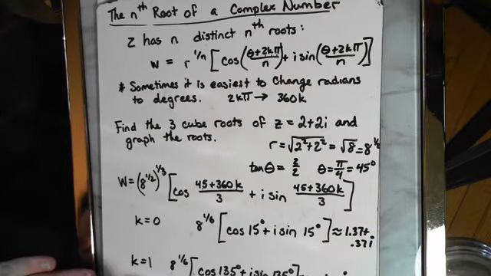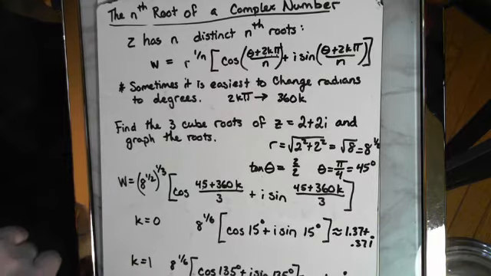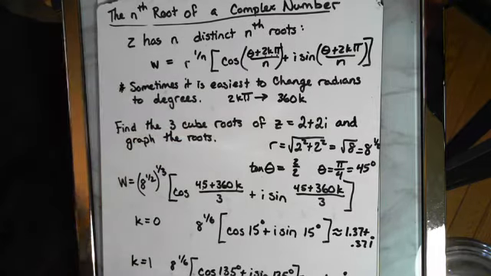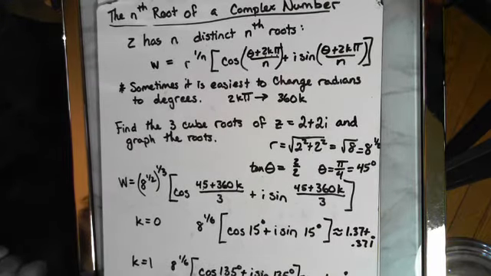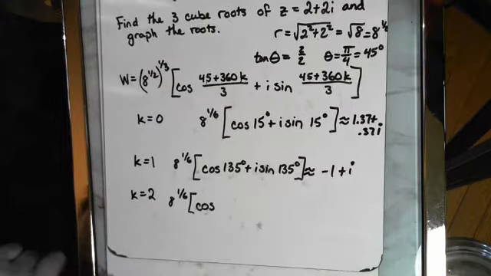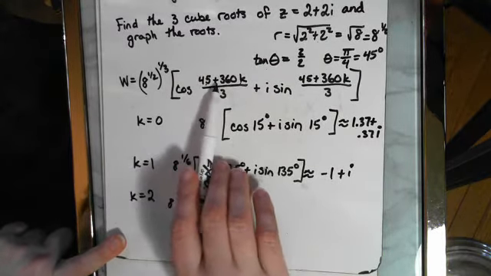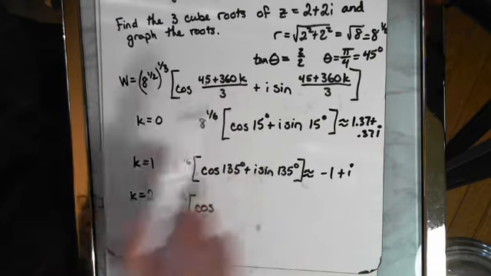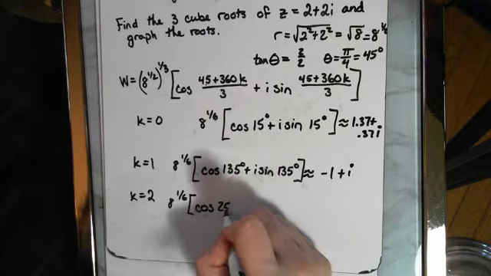And last for k equals 2, because notice 0, 1, and 2, that's 3 answers, and that's what I need for 3 cube roots. So I have 8 to the 1/6 times the cosine. Now, in my formula, I'm going to do 45 plus 360 times 2, and then divided by 3, which is 255.